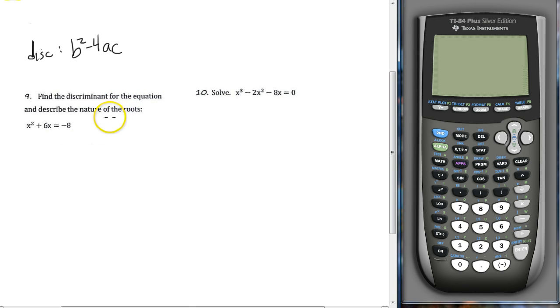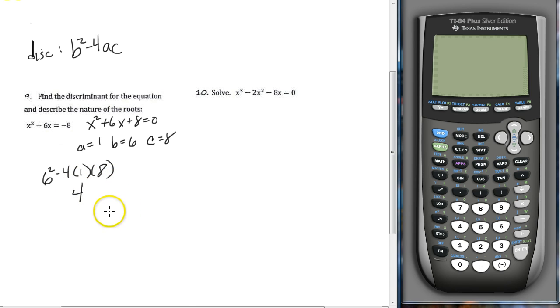Now on the front side you had all the choices also. Here I'm going to first have to set it to 0. So x squared plus 6x plus 8 equals 0. So I got a is 1, b is 6, c is 8. I'm going to put it into the formula. So it's going to be 6 squared minus 4 times 1 times 8. Clean this up. The answer is 4.